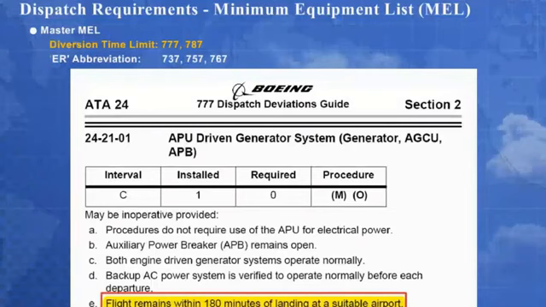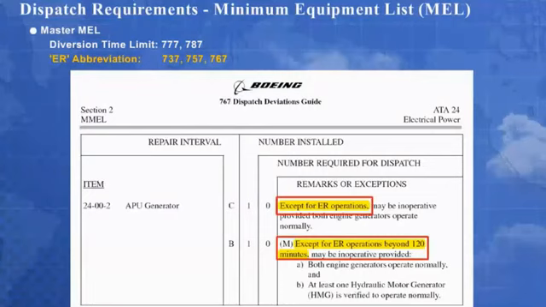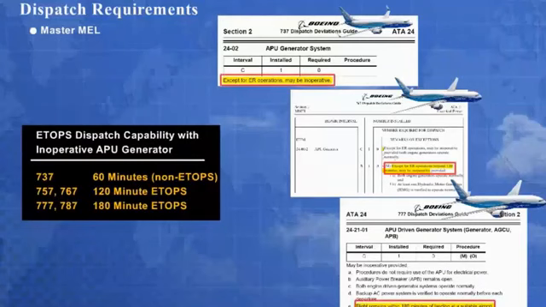For example, Item 24-21-01 of the 777 Master MEL lists ETOPS requirements for an inoperative APU-driven generator based on a diversion time limit. By comparison, the 767 Master MEL lists ETOPS requirements for the APU generator using an ER notation. ETOPS capability under MEL dispatch can vary by airplane model based on system redundancy considerations, as shown here for our APU generator example.